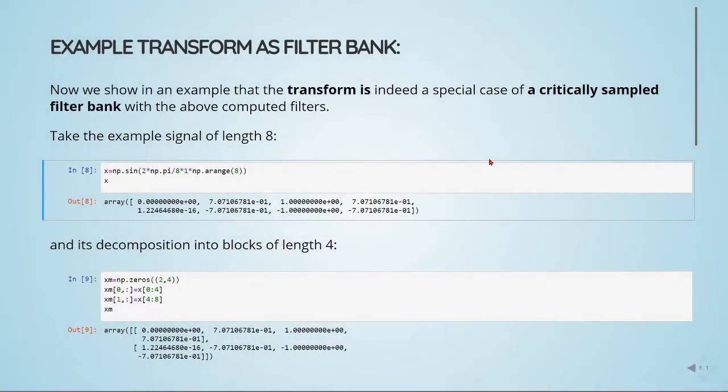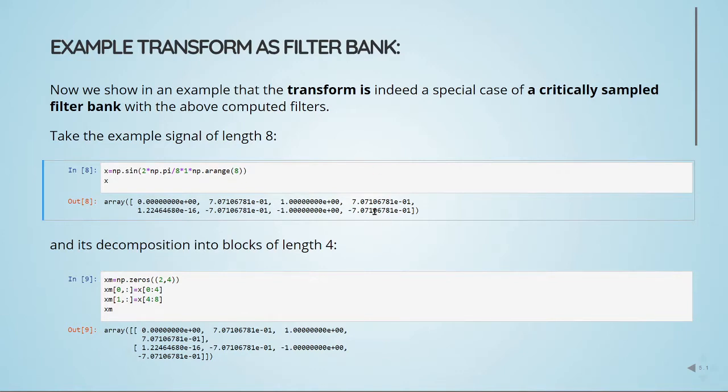In this example now, we show that the transform is indeed a special case of a critically sampled filter bank with the above computed filters. So let's take an example signal of length equals to 8. Here we have a signal of length equals to 8.